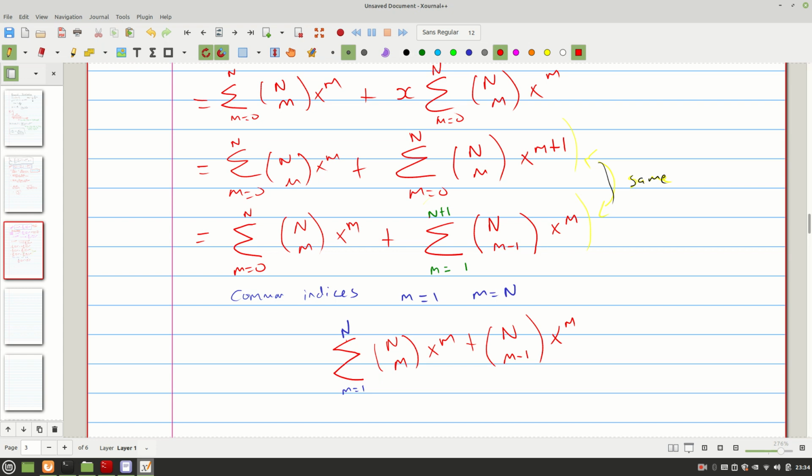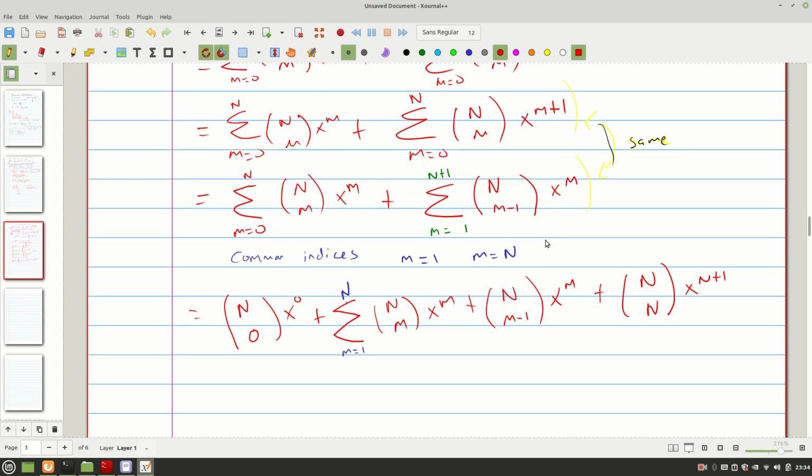But because we did this, there's something we need to take care of here, and that is when m is 0 and when m is n plus 1. These are the two terms we're missing in our summation. So for when m is 0, this is actually n choose 0 times x to the 0. That's the value when m is 0. And when m is n plus 1, this is actually n choose n plus 1 minus 1, which is n, times x to the n plus 1. So this is the value when m is n plus 1.